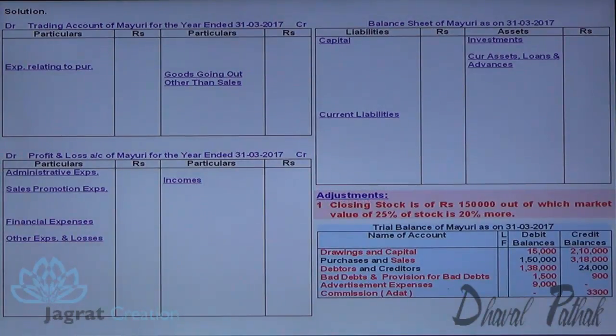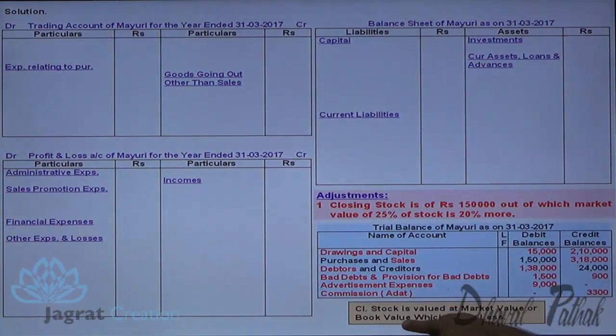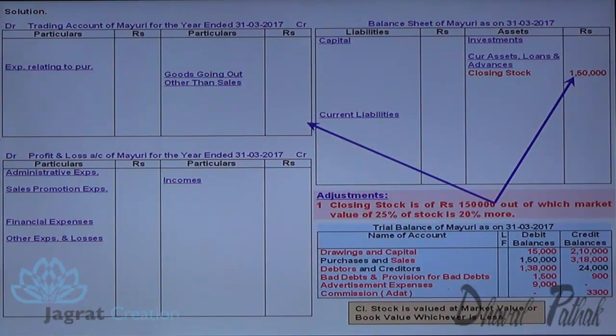First adjustment, closing stock is 1,50,000, out of which market value of 25% of the stock is 20% more. Increase in the market value of stock is to be ignored. So closing stock will be valued at 1,50,000, because stock is valued at market value or book value, whichever is less. Here the book value is less. 1,50,000 will appear on the balance sheet asset side and trading account credit side.